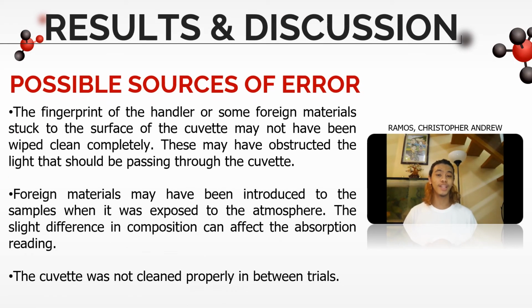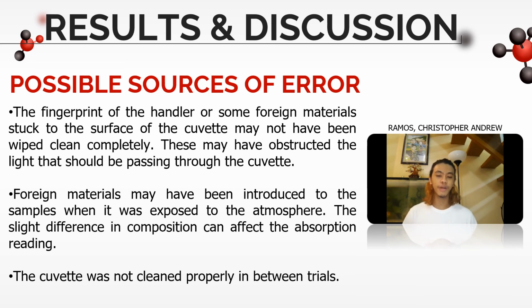So now that we have met the objectives of this experimental design, what could be its possible sources of error? So first, it is possible that the fingerprint of the handler or some foreign material stuck to the surface of the cuvette, which may not have been wiped clean completely. These obstructions and markings on the cuvette may have obstructed the light that should be passing through the cuvette. So with these foreign materials and markings on the cuvette, you may obtain a higher absorbance than usual.